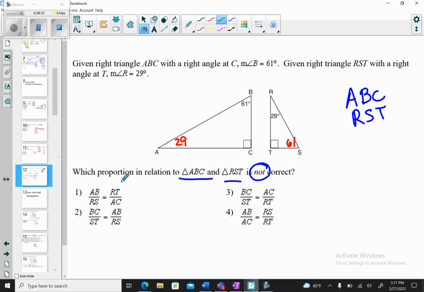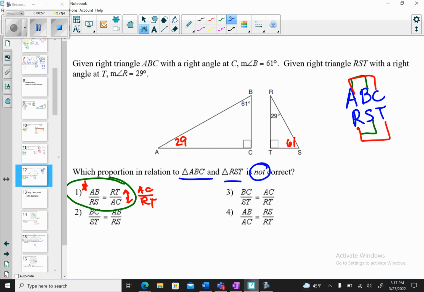The answer is going to be choice 1. AB corresponds to RS, but then it goes RT corresponds to AC. It's in the wrong order. This would have to be flip-flopped. If we're starting with AB over RS, we have to then go AC over RT. It has to be in the same starting place.